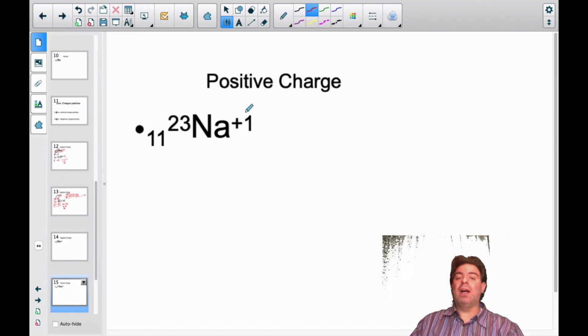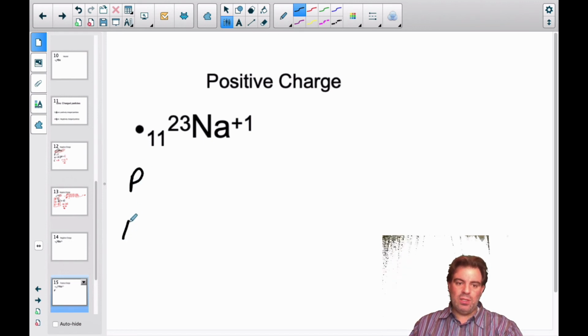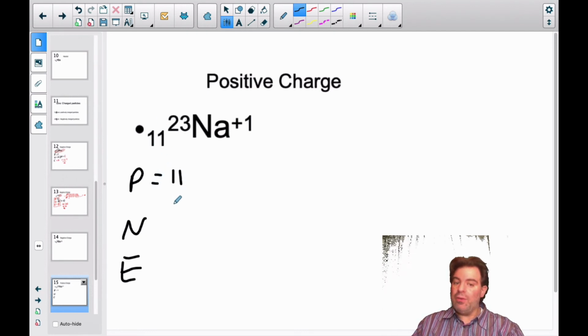Now we go to positive charges. Positive charges, if you remember correctly, are called cations. So let's check this out. Let's do first protons, neutrons, and electrons. Again, protons are very easy. That's going to be 11. Number of neutrons, also easy. 23 minus 11, that gives us again 12.